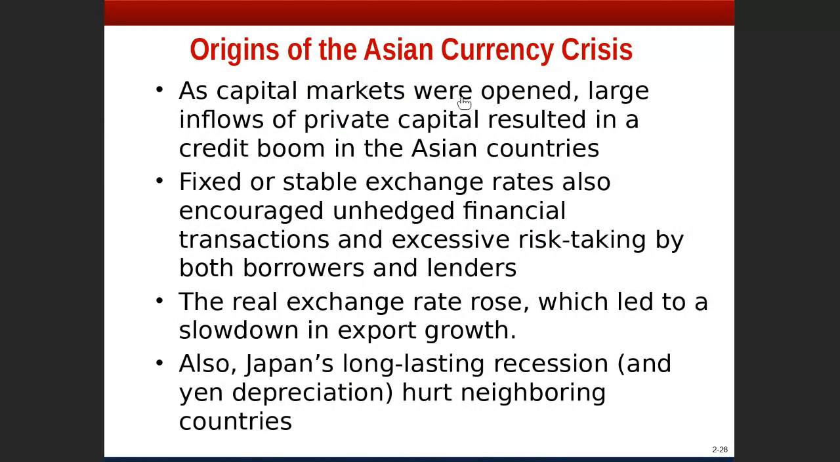Well, as capital markets were opened, large inflows of private capital resulted in a credit boom in the Asian countries. Fixed or stable exchange rates also encourage unhedged financial transactions and excessive risk taking by both borrowers and lenders. The real exchange rate rose, which led to a slowdown in export growth. Also, Japan's long-lasting recession and the depreciation of the yen hurt neighboring countries.